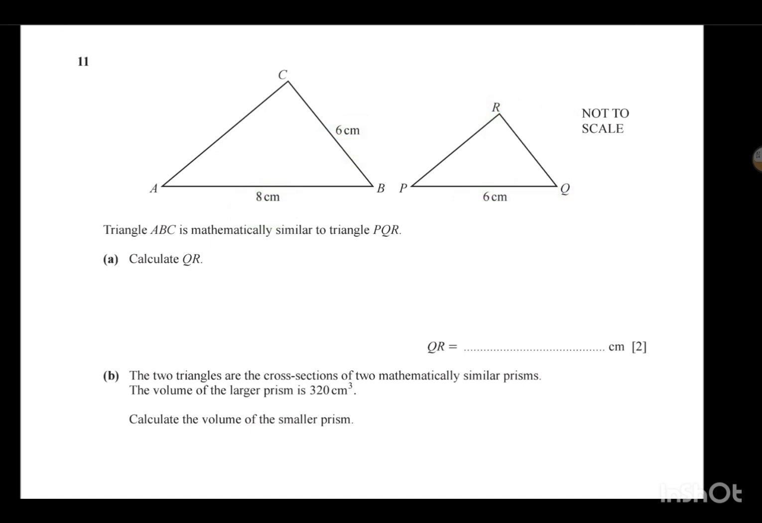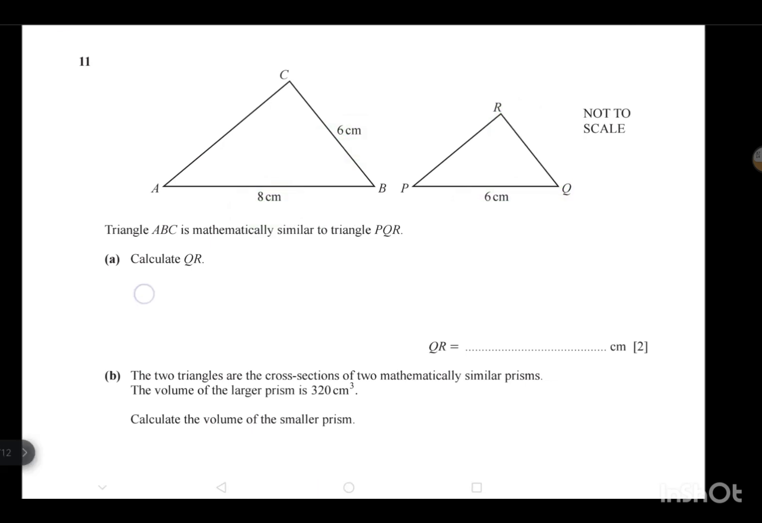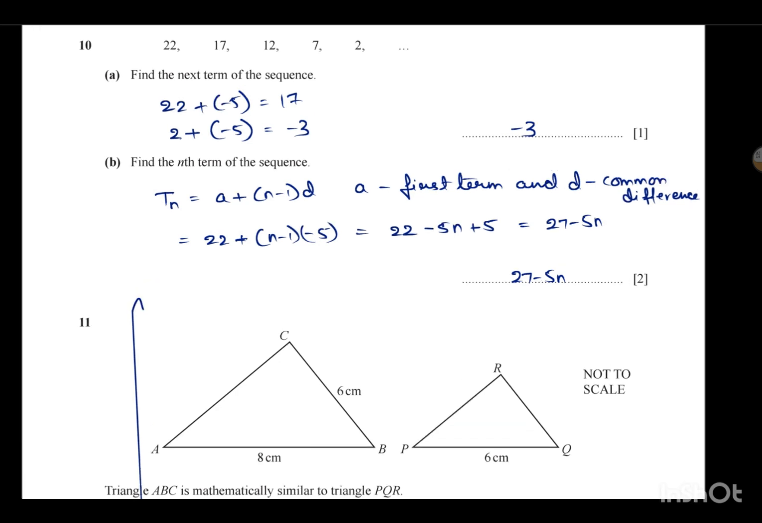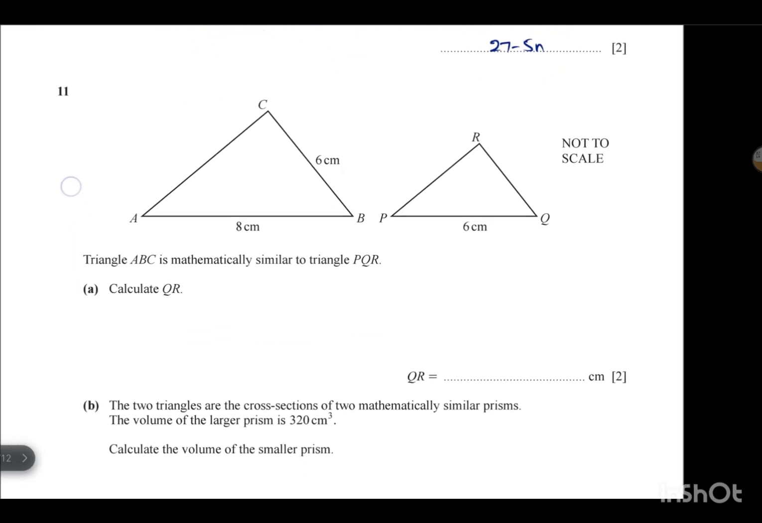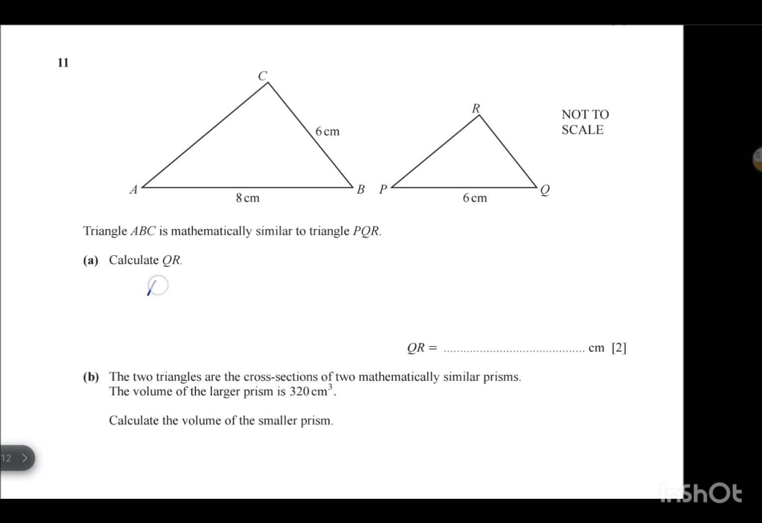When two triangles are similar, their corresponding sides are in the same ratio. That means AB over PQ, the corresponding side of AB is PQ, will be equal always to BC over its corresponding side, QR, for the next triangle. Substitute the values. AB is 8, PQ is 6, BC is 6 and QR we need to find out.